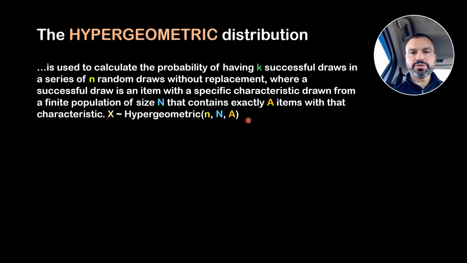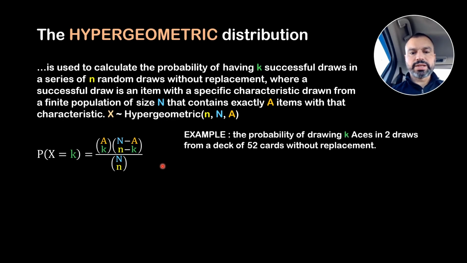And the PMF, since this is a discrete distribution, it has an associated PMF that looks like this. So this is the PMF of the hypergeometric distribution. And to illustrate what I just said, let's take an example. Let's say we want to find the probability of drawing k aces in 2 draws from a deck of 52 cards without replacement. So we're going to draw 2 cards, and we're not going to put them back into the deck. And we want to find the probability of obtaining 2 aces in these 2 draws.